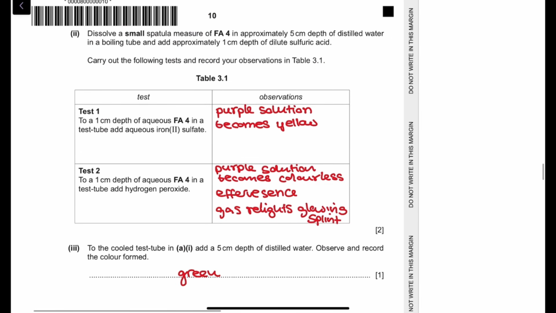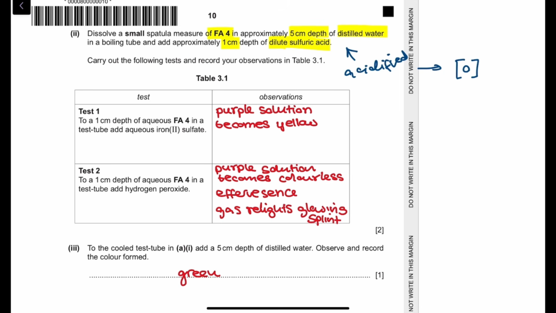So then it says we dissolve a small spatula of the potassium permanganate into 5 centimeters of distilled water and then 1 centimeter of dilute sulfuric acid. So essentially what they've done is they've acidified our potassium permanganate, and that acidified potassium permanganate is a very strong oxidizing agent. So it oxidizes other substances while it itself is reduced.